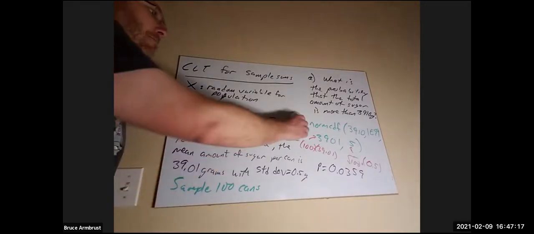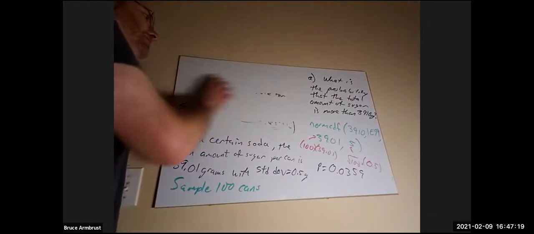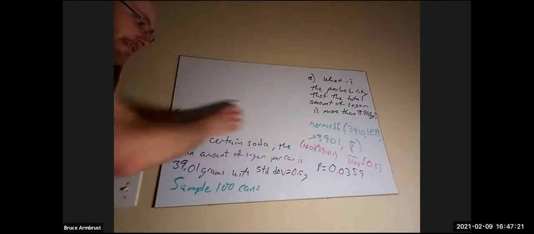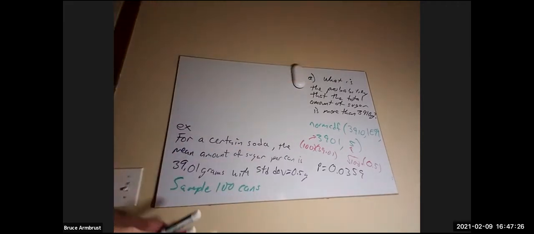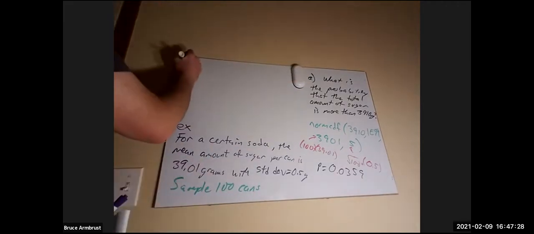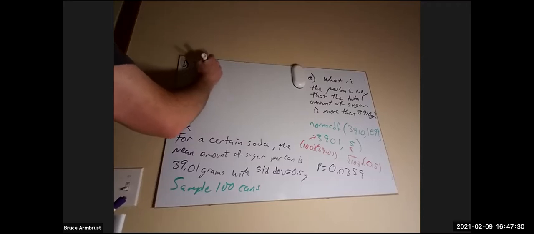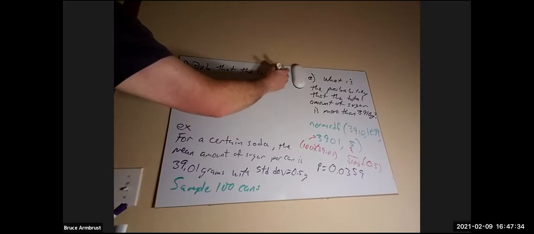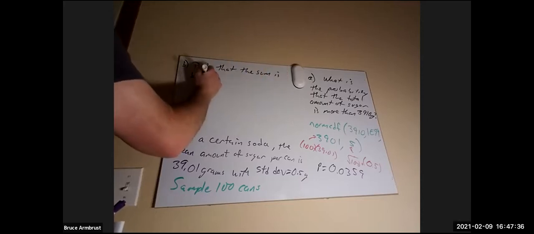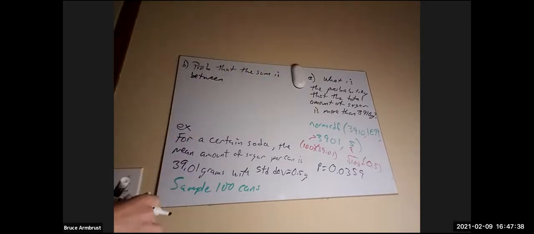So here's question B. Same 100 cans, right? So we're still looking at these 100 cans. But here's the next one I want to look at. What's the probability that the sum is between, and we're not going to go very far on either side. We were at 3901. Let's go up and down 10.